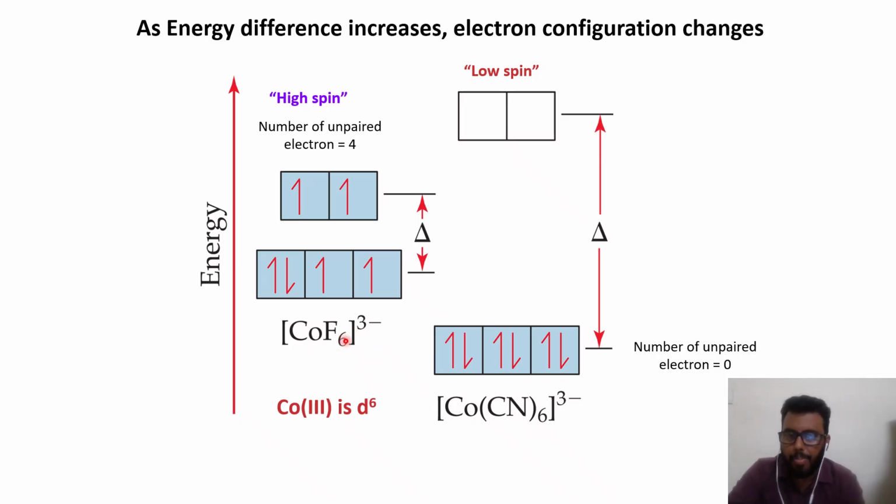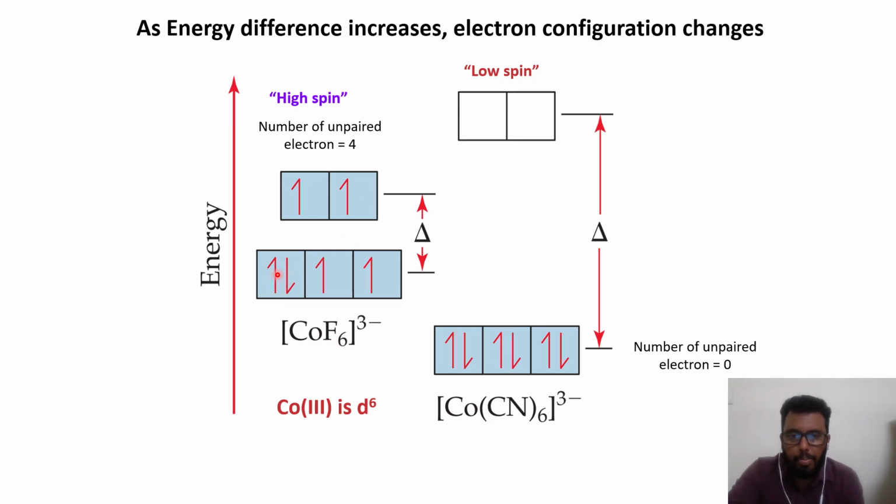Fluoride is the weak ligand. Cyanide is the strong ligand. So you can choose an octahedral complex, coordination number 6: CoF6 3-, CoCN6 3-. So now you can write this one. How will these electrons be filled? The d6, that is 6 electrons. The gap is small. Why? Because it is a weak field ligand.